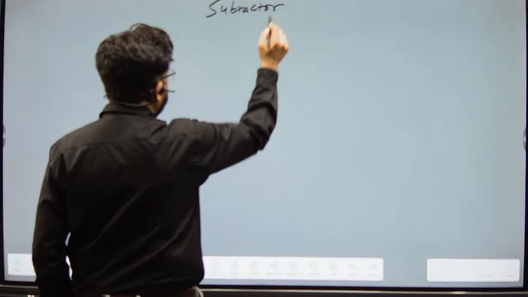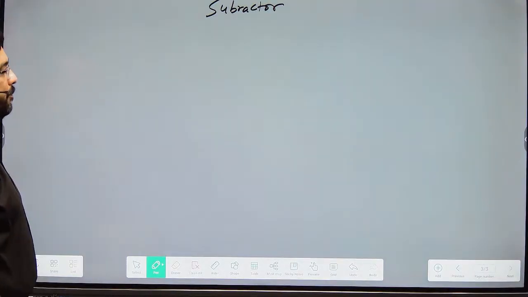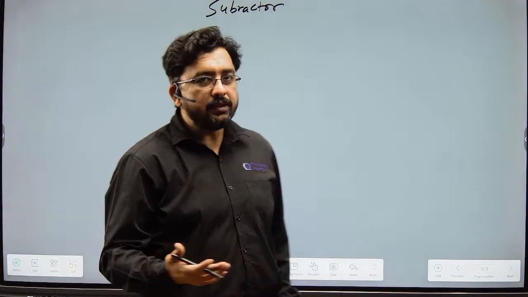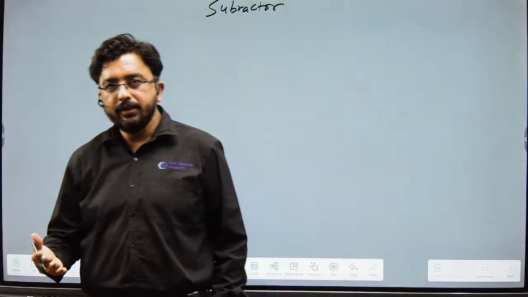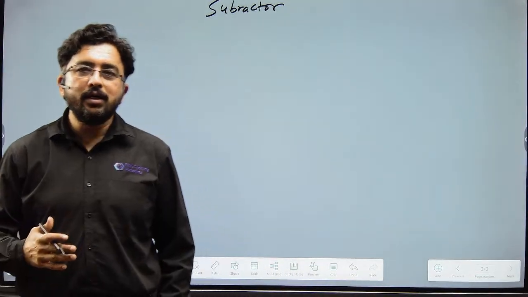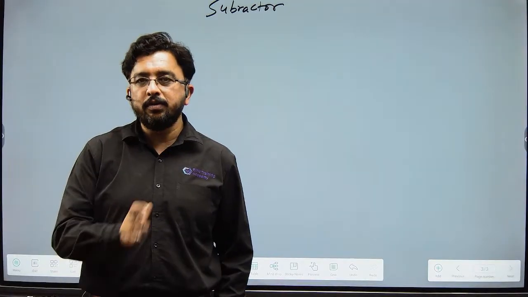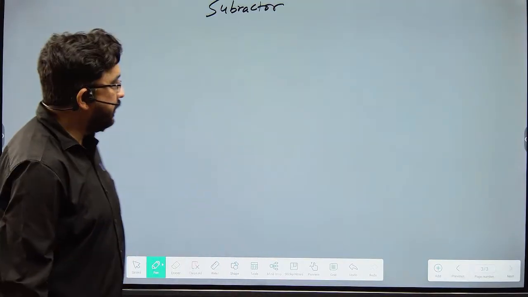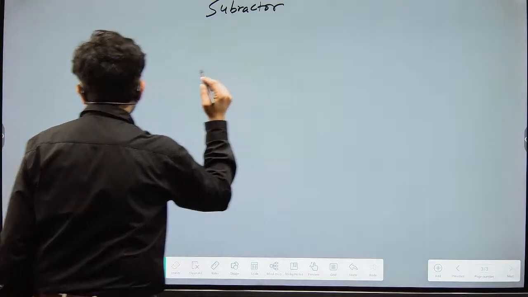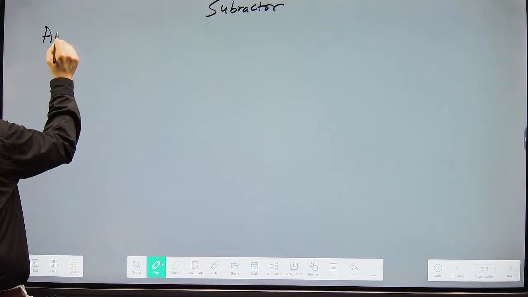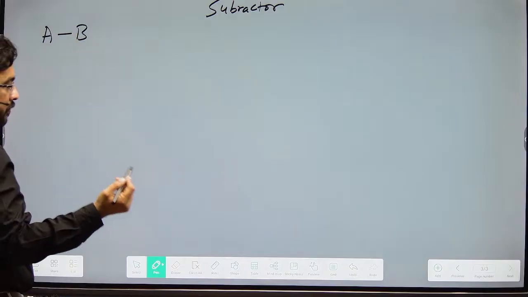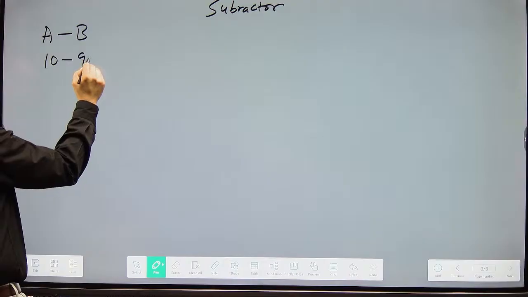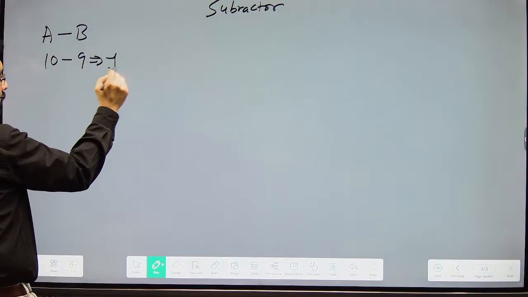Subtractor. Right. So what is a subtractor basically? A subtractor is a type of logic where you are subtracting A minus B or B minus A. In terms of mathematics, that is 10 minus 9, so your output is 1.